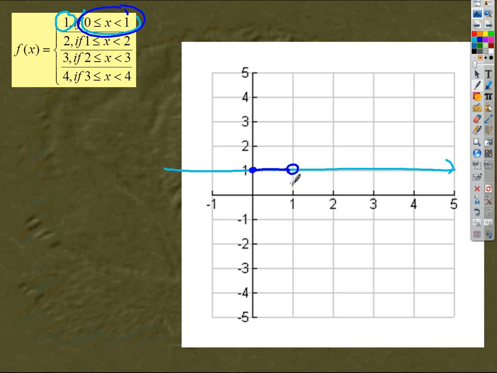The next function is going to be light green as the shape, right? The shape is y equals 2, but it's only going to get graphed from when x is greater than or equal to 1 and less than 2. See what I'm saying? So it would be like a stair step. That's why I call it a step function. It's like a stair step.